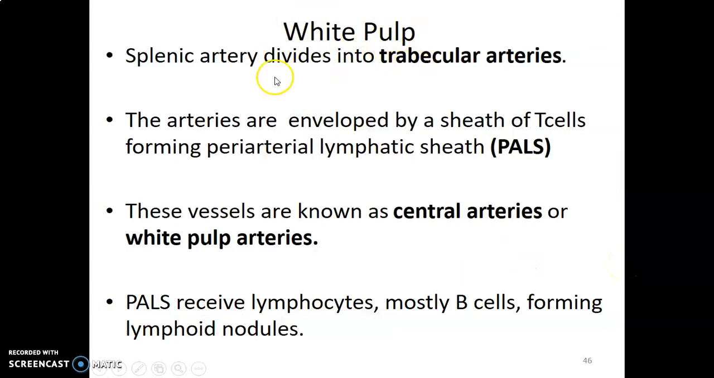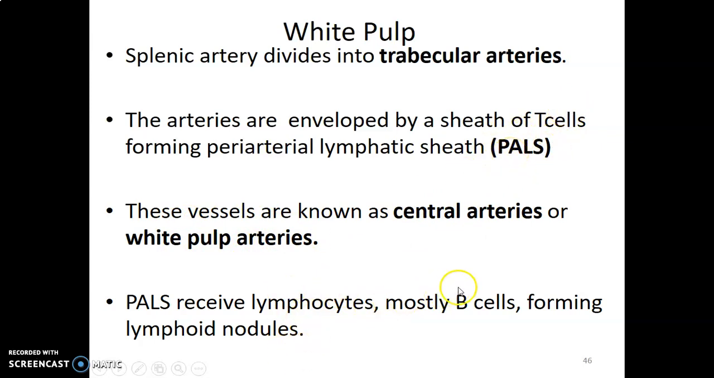The white pulp is formed when the splenic artery comes from the celiac trunk. It gets to the spleen at the hilum, then divides into trabecular arteries that follow the trabeculae, which divide the gland into incomplete lobules. These trabecular arteries will form central arteries that are enveloped by a sheath of T lymphocytes, forming the periarteriolar lymphatic sheath. These central arteries are the white pulp arteries.